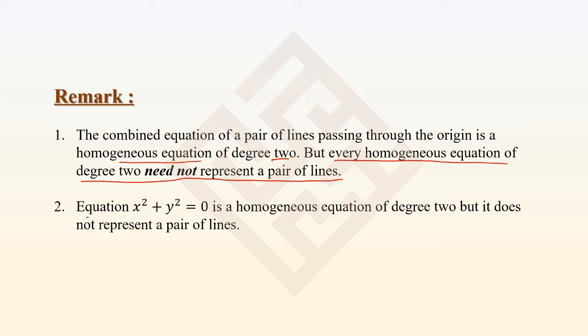Remark number 2: the equation x square plus y square is equal to 0 is a homogeneous equation of degree 2 but it is not going to represent a pair of lines. So this is not a pair of lines.